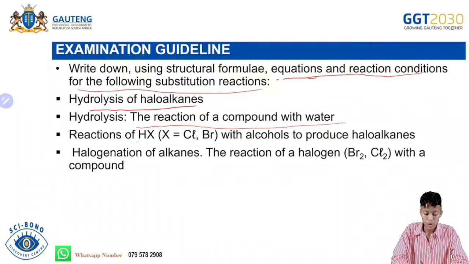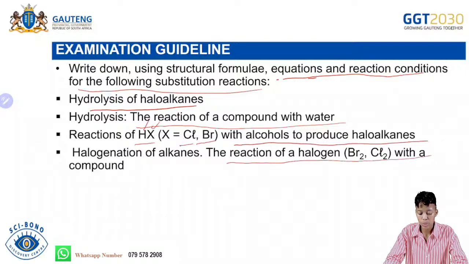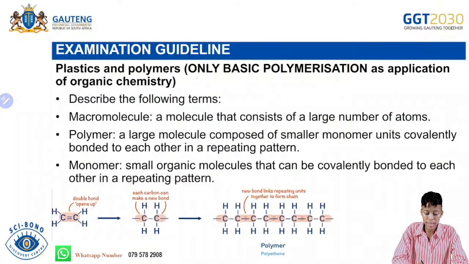Then it says the reaction of HX, so the H is our hydrogen, and then X in this case will represent the halogens. So for example, we can use Cl, which is chlorine, and Br, which is bromine. So it says the reactions of HX with alcohols to produce haloalkanes. Next, we have halogenation of alkanes, and then it says the reaction of a halogen, that is Br2, Cl2, with a compound.